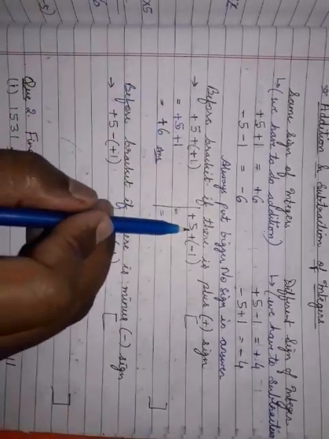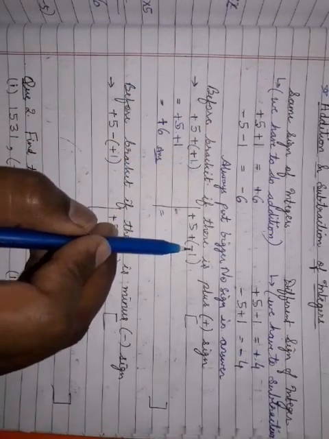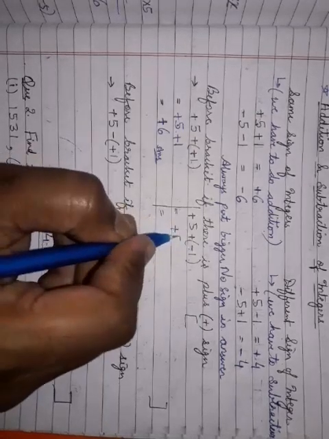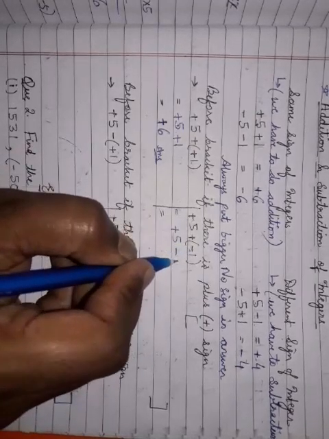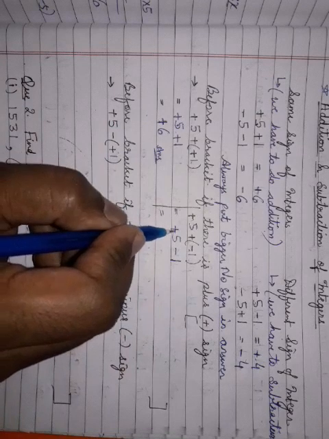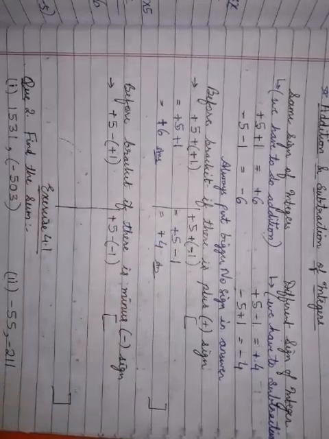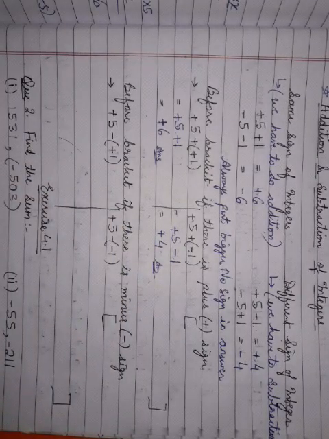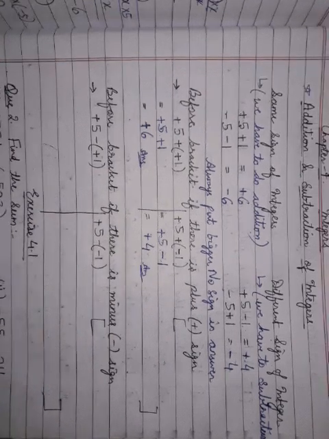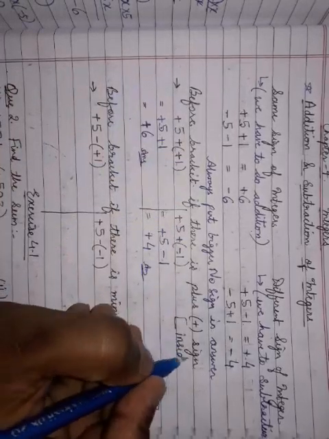Here also before the bracket there is the plus sign. So the inside sign will be no change. So plus 5, and what is the inside sign? Minus 1. So 5 minus 1 is 4 and the bigger number's sign is plus. That is your answer. It means before the bracket if there is a plus sign, the inside sign will be no change.